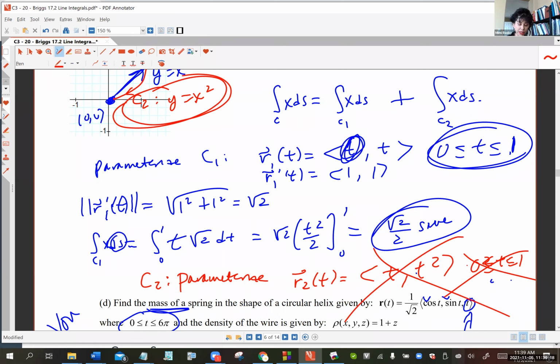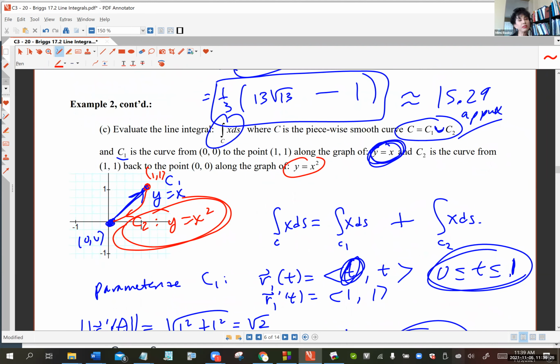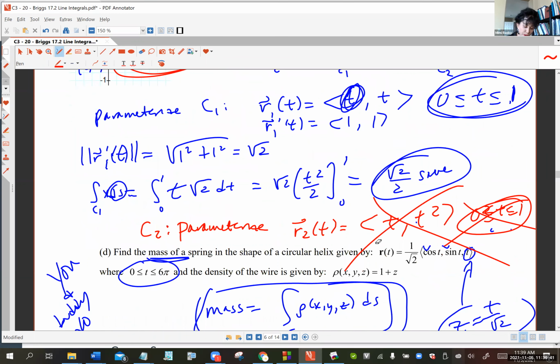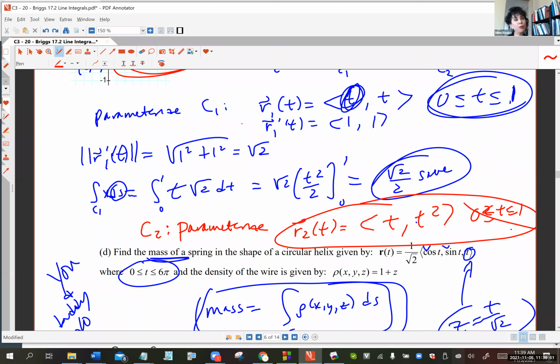Well, why not? Because when I plug in t equals 0, I get the point 0, 0. Well, I don't see what the problem with that is. Well, here's the problem. This curve has to begin at the point 1, 1 and go along a curve and finish at the point 0, 0. So if you try to parameterize this curve in the way I just showed here, this parameterization starts at 0, 0 and ends at 1, 1. No bueno.